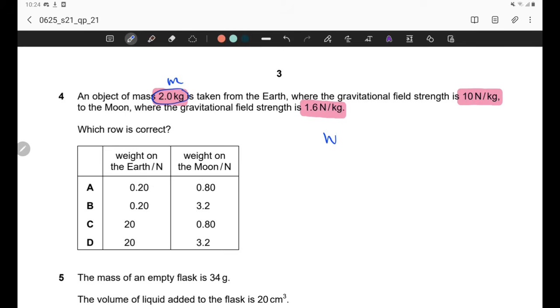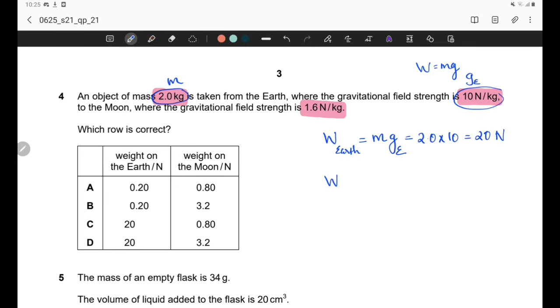So we can calculate the weight of the object on earth. The equation of weight is W equal to mg. We can use the same equation. So weight on earth will be m times gravitational field strength on earth. So mass is 2 times gravitational field strength on earth, which is 10. So we will get 20 Newton.